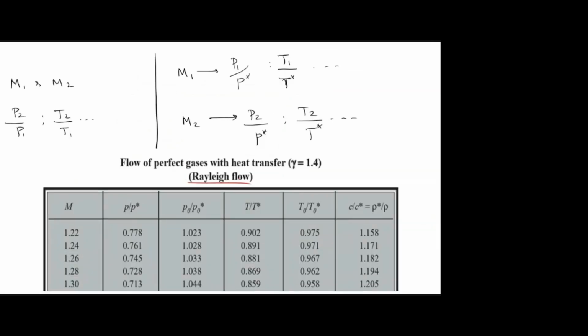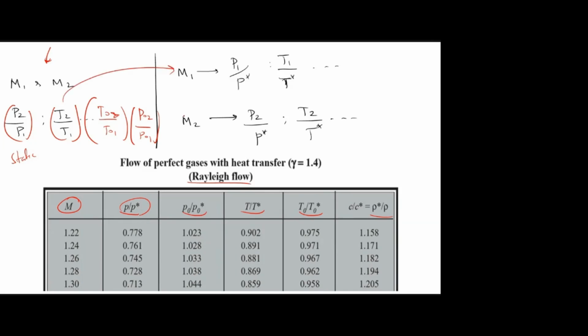So this is the Rayleigh table. For the Mach number, they used to give P by P star, T by T star, P naught by P naught star, T naught by T naught star values, even rho by rho star, etc. But what we have derived is P2 by P1, T2 by T1, T02 by T01, P02 by P01. This only we have derived. But here we have P by P star. So here we have static relation, but in the gas table, they related static and sonic. So now I will explain how to convert this equation to the static and sonic.